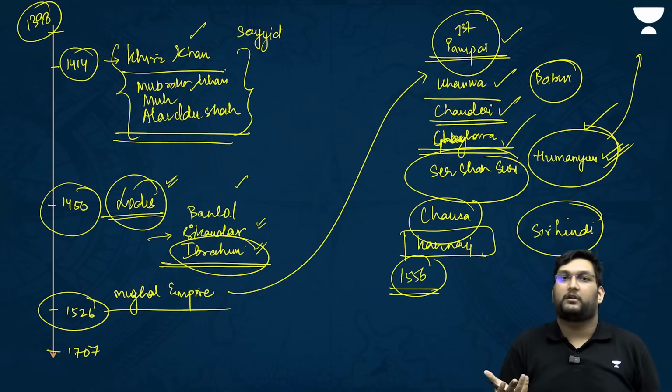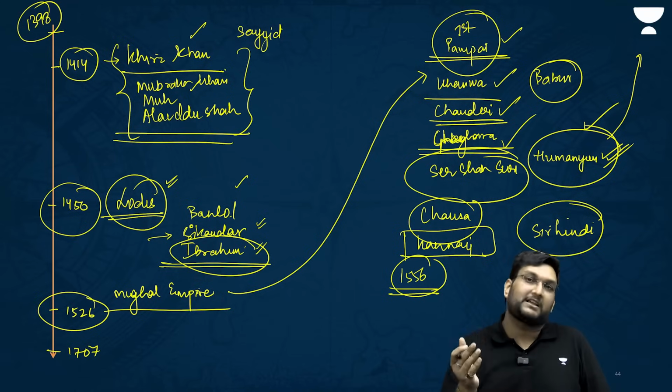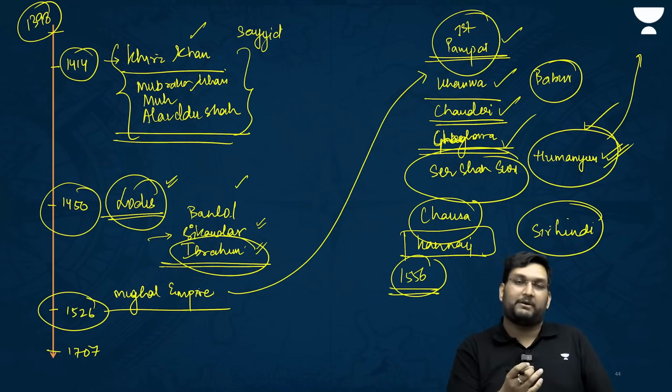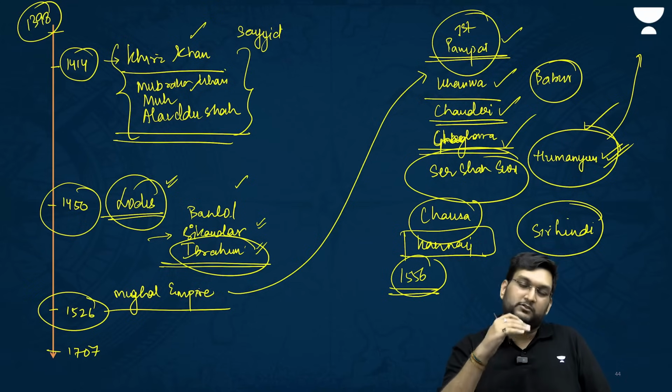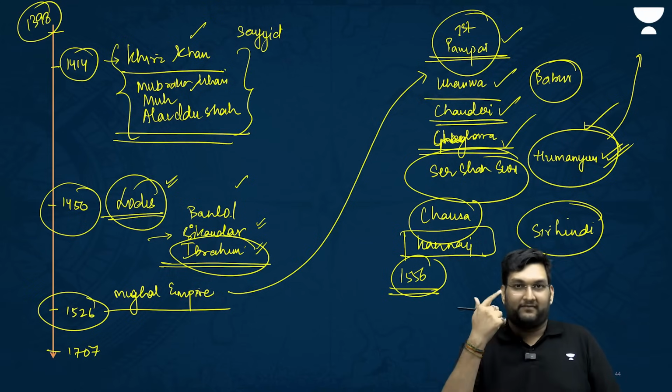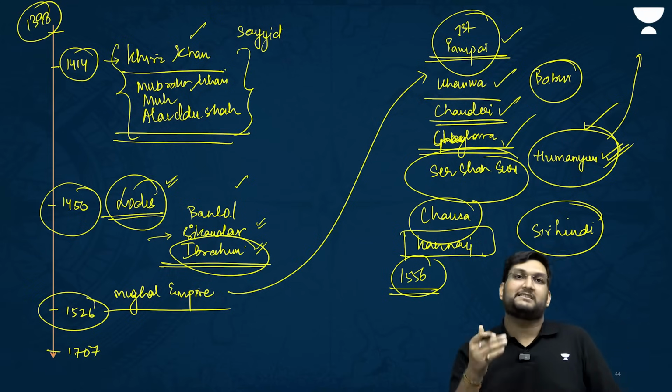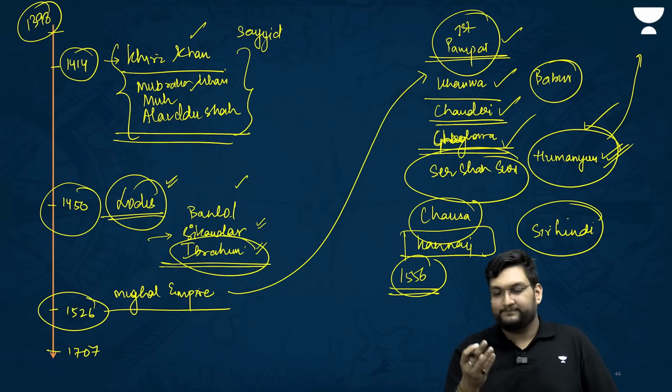Shah Jahan, marble guy, we already know. Taj Mahal, shifts the capital back to Delhi. Red Fort, Jama Masjid. Over and above that, Shah Jahan is also one who will start to overspend, and when he starts to overspend, his sons are now going to fight for power.